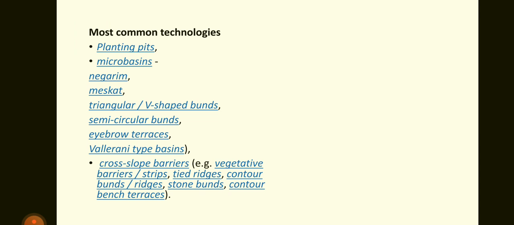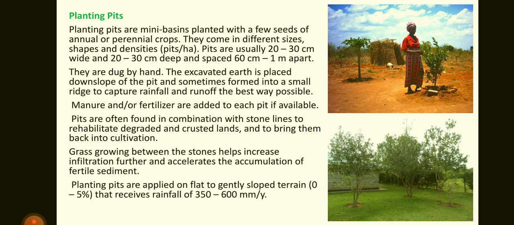The most common technologies are planting pits; micro basins like Negarim, triangular or V-shaped bunds, semicircular bunds, eyebrow terraces and Vallerani type basins; and cross slope barriers like vegetative barriers, strips, tied ridges, contour bunds, ridges, stone bunds and contour bench terraces. First we'll see about the planting pits.